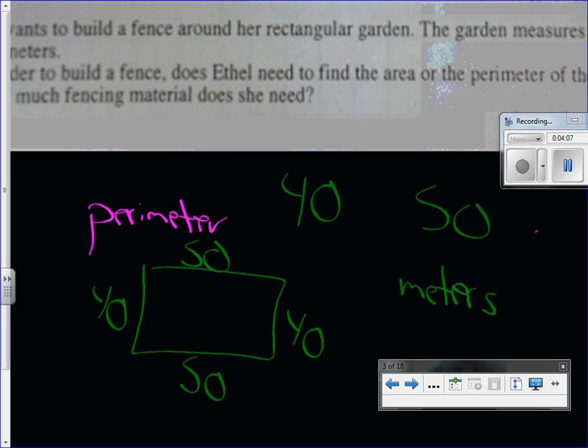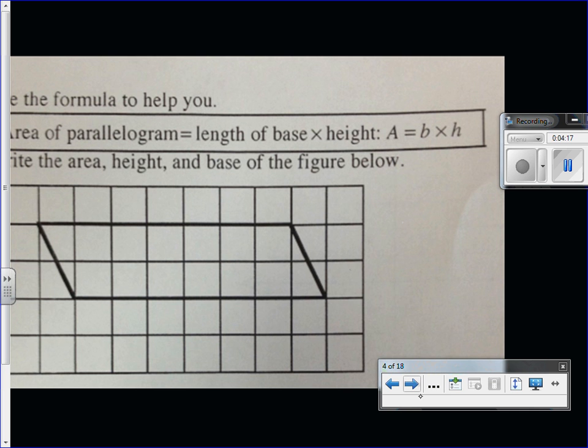If I add up 40 plus 40, I get 80. 50 plus 50, I get 100. 100 plus 80 is 180 meters. That's what my answer is to that problem. Next problem.